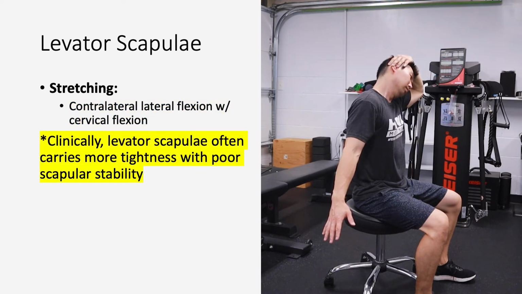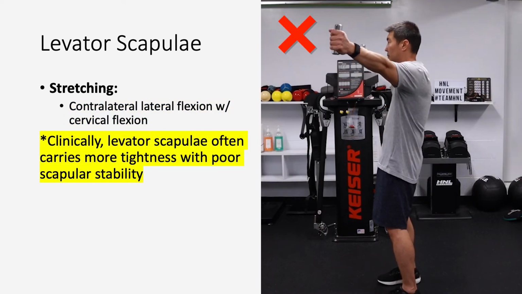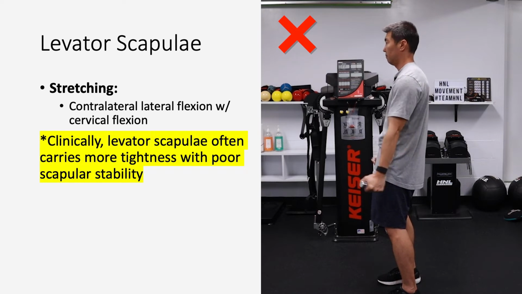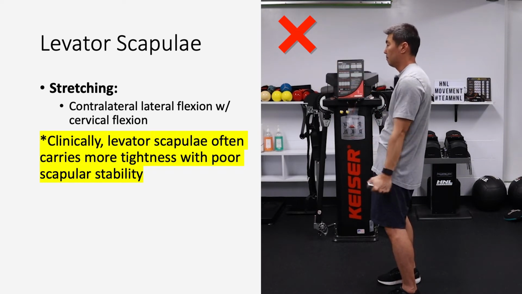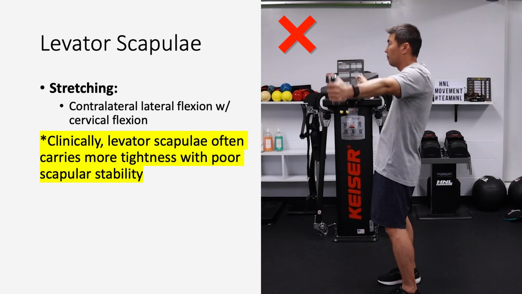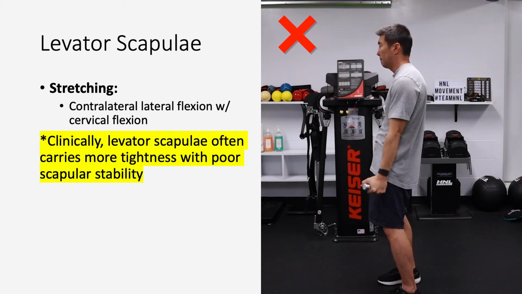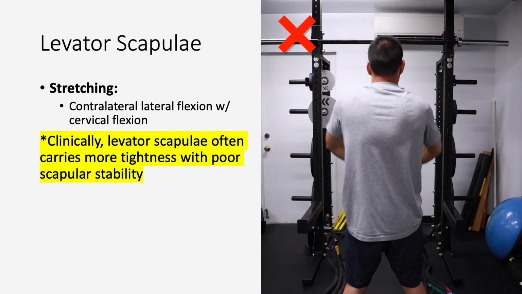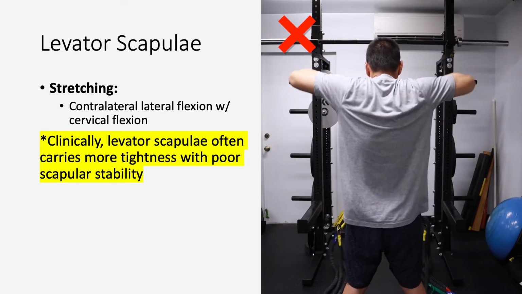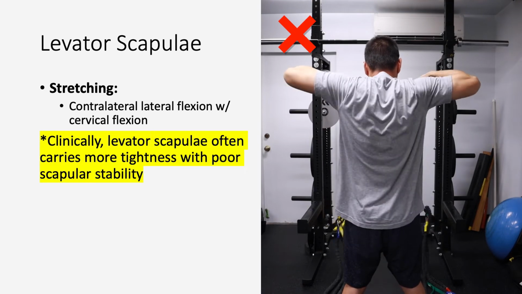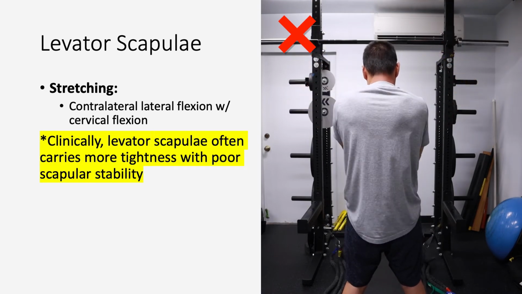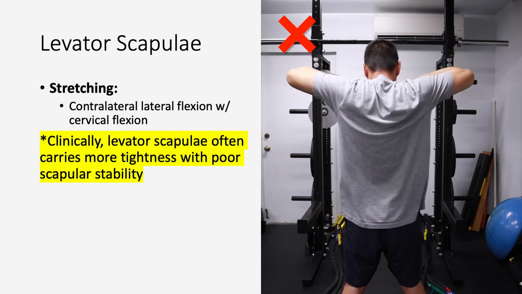Also, what I see clinically is that if you have poor scapular stability, the levator scap tends to hold a lot more tension, tries to provide a little bit more scapular stability, but this is not the most ideal way to make up for lack of scapular stability. So that could be an issue too. If you have poor scapular stability, you might be overusing your levator scapulae, and that could be problematic for head posture, neck tightness, and things like that.